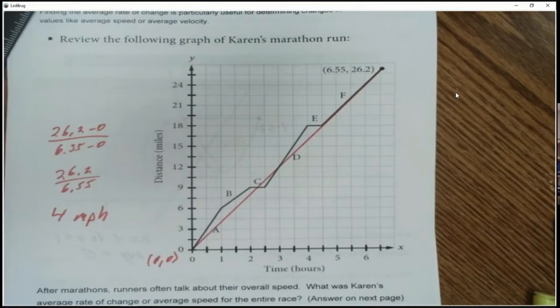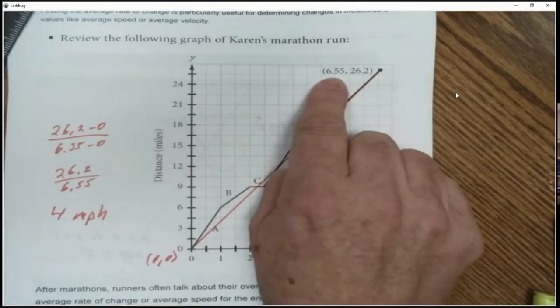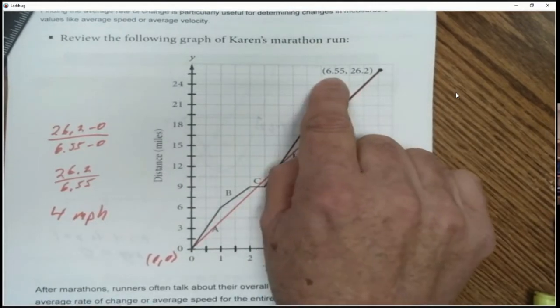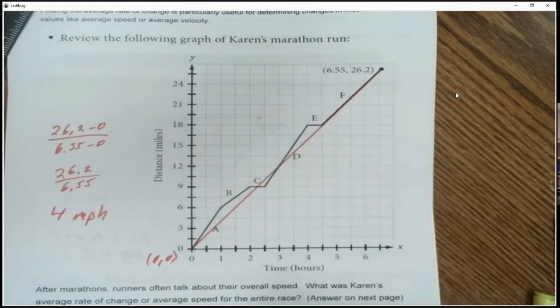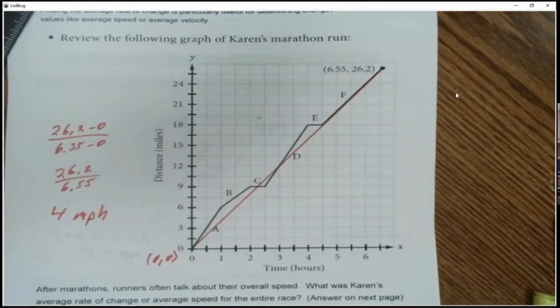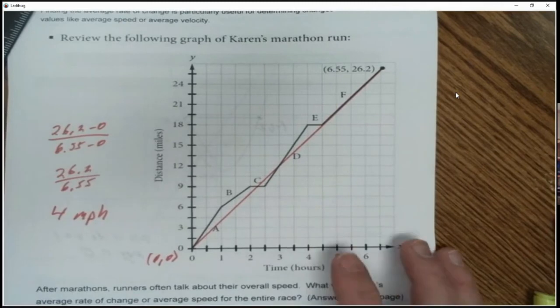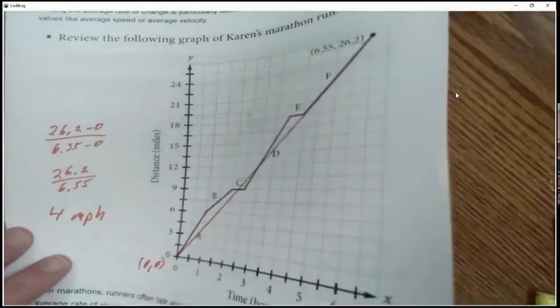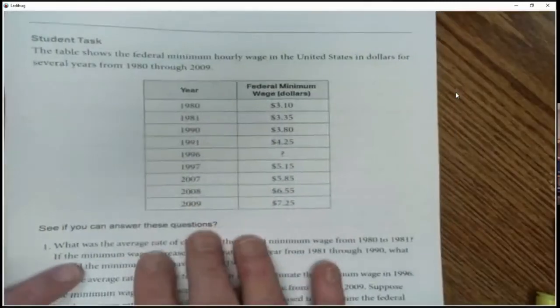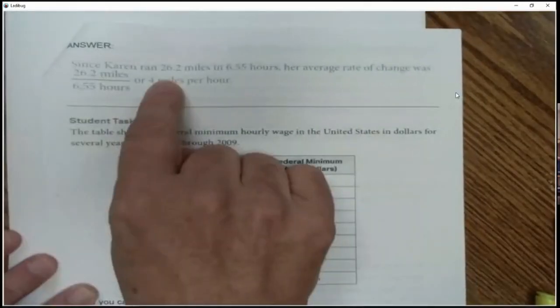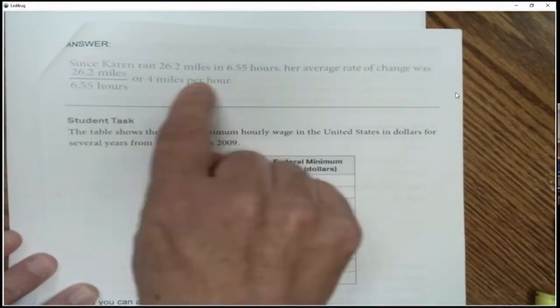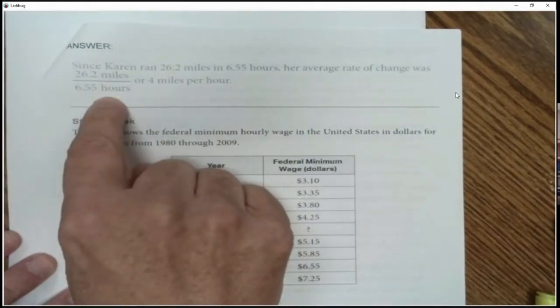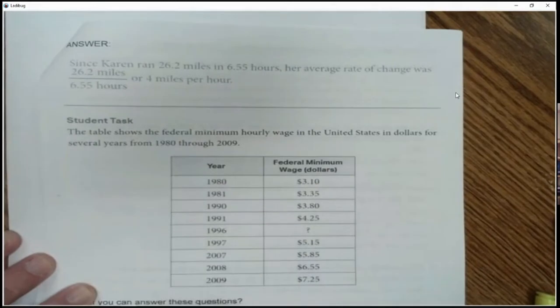So if she can get done faster than 6.55 hours, a little over 6 hours and 30 minutes, a little bit past that, like 6 hours and 33 minutes or something, that will improve her speed of 4 miles per hour. All right, and here's the answer there. Since she ran 26.2 miles in 6.55 hours, her average is 26.2 divided by 6.55, or 4 miles per hour.